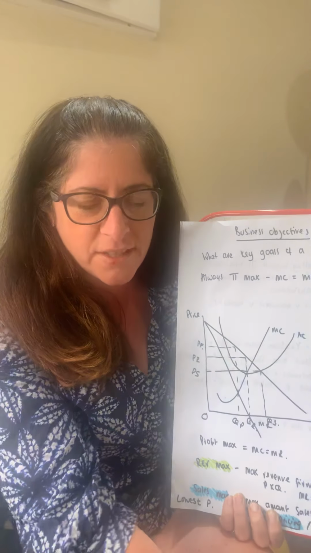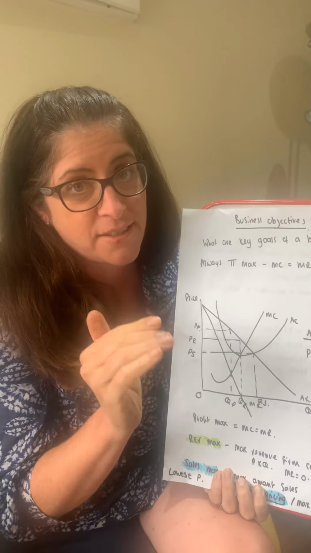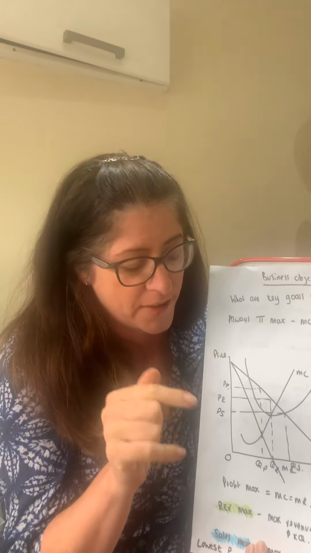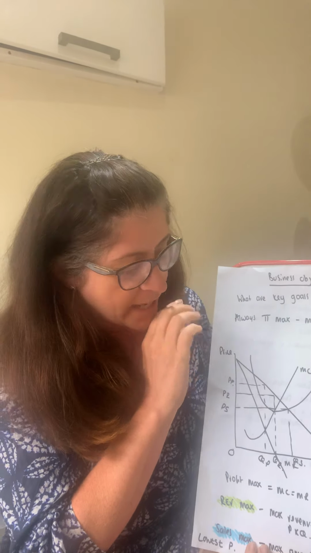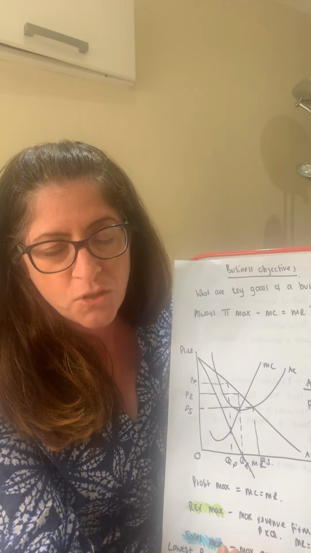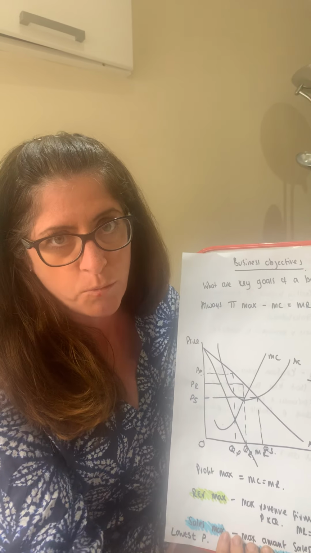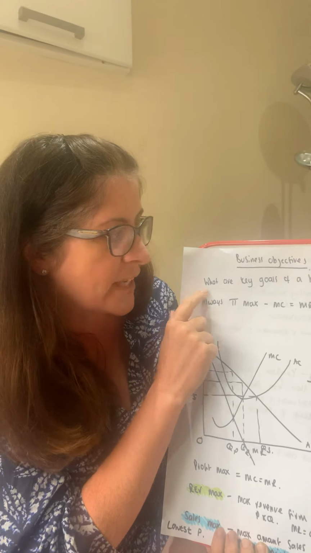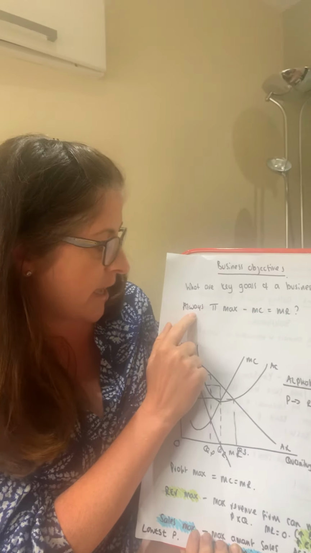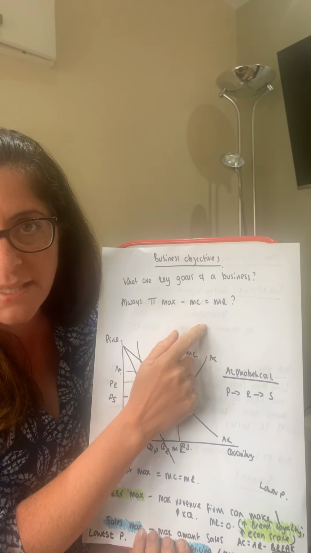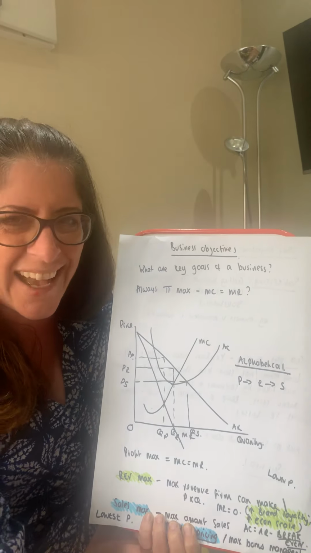Business objectives. Okay, this is always one of my favourite lessons. It's always one of the last lessons I do in the year, and it is really important that you understand it. So all the way through Theory of the Firm, what we've been talking about is what are the key goals for business, i.e. profit maximisation, MC equals MR. But is that actually the case?